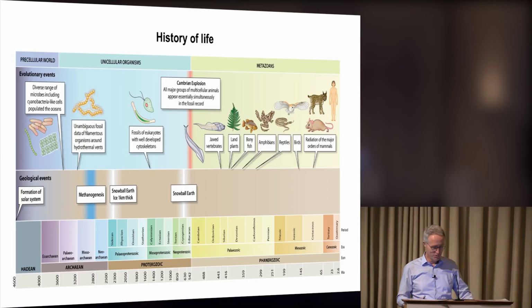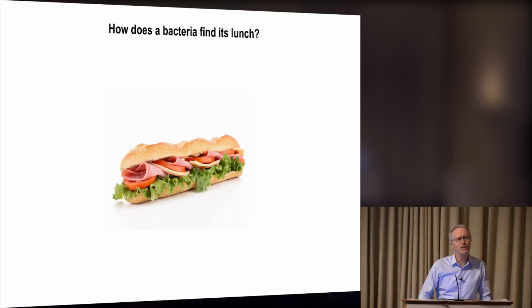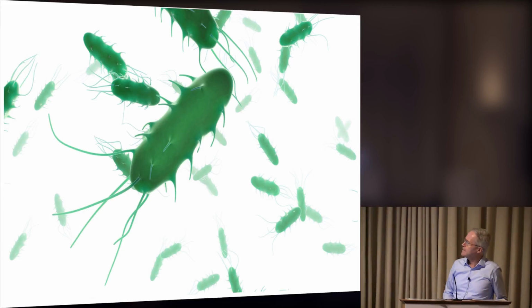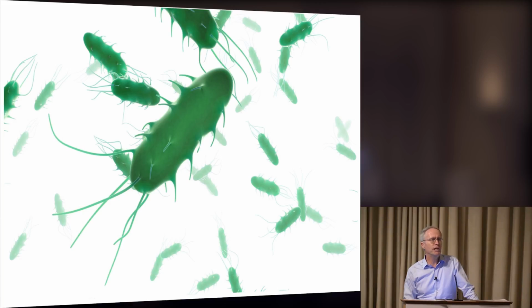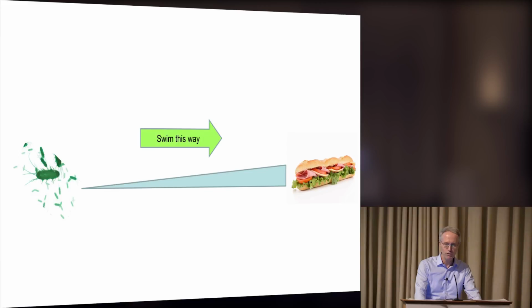The animals and organisms that lived back then were remarkable in their ability to do many very clever things, including finding lunch. So how does a bacteria find its lunch? Well, this is what they look like, and they can swim around the place in the soup that they live. And what they want to do is to find the food. And all food has a concentration gradient, and somehow this little organism has to swim up that gradient and find its way toward the food.